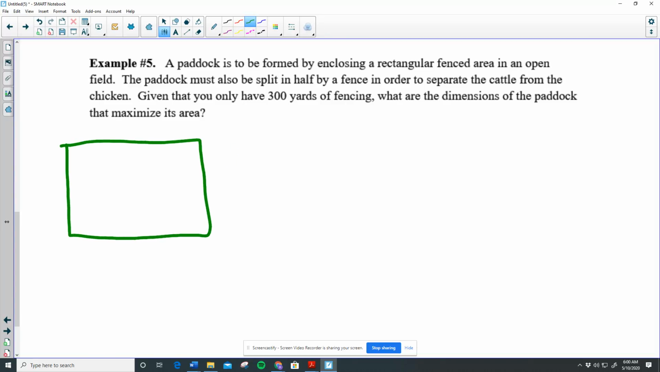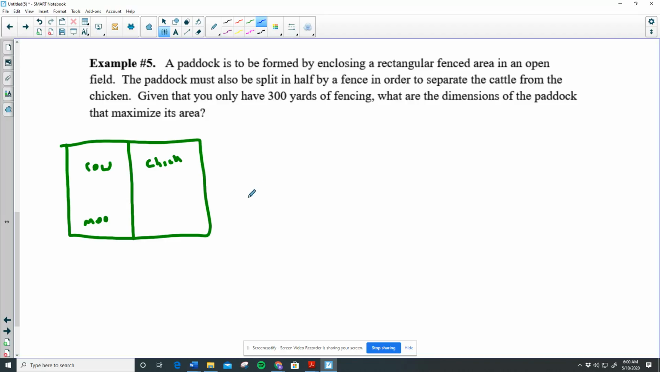The paddock must also be split in half by a fence in order to separate the cattle from the chicken. So I've got a fence in the middle, and I can't draw chicken, but let's just write chicken here and cows over here. All right, so let's keep going. Given that you only have 300 yards of fencing, what are the dimensions of the paddock that maximize its area?